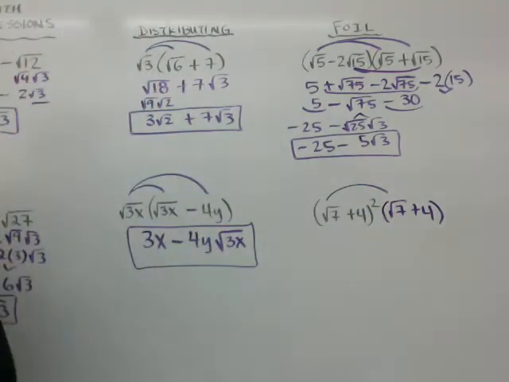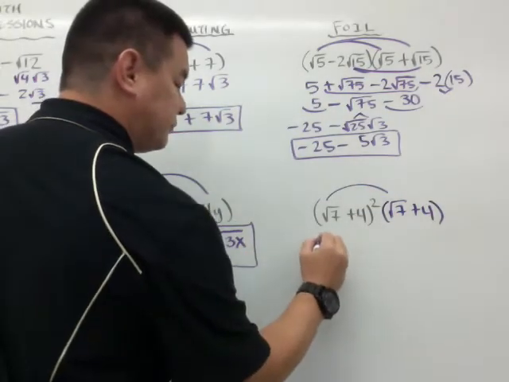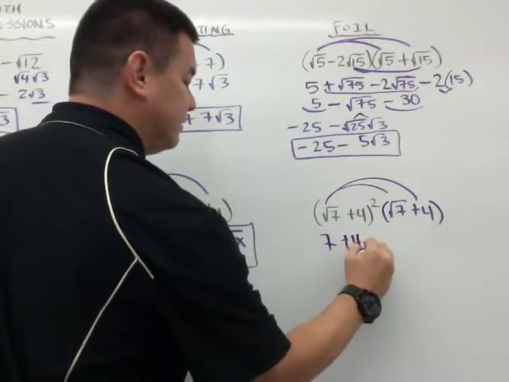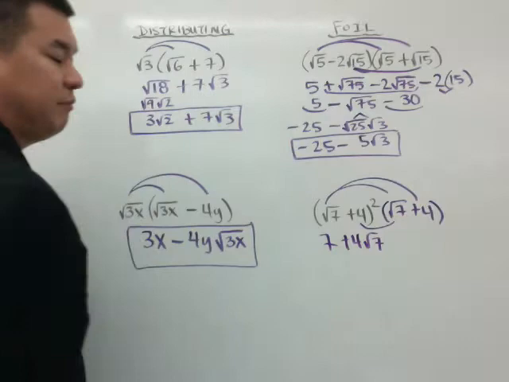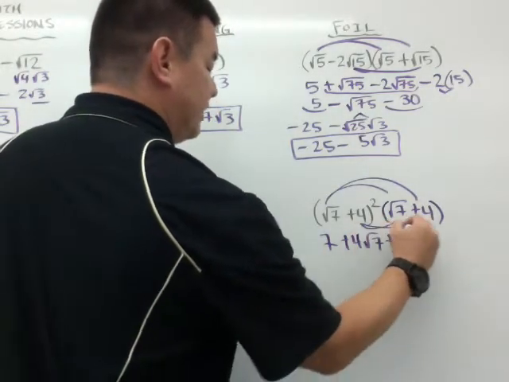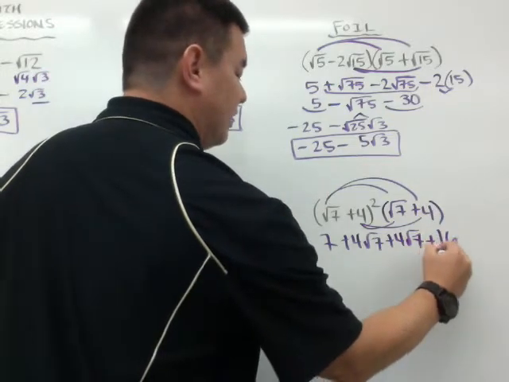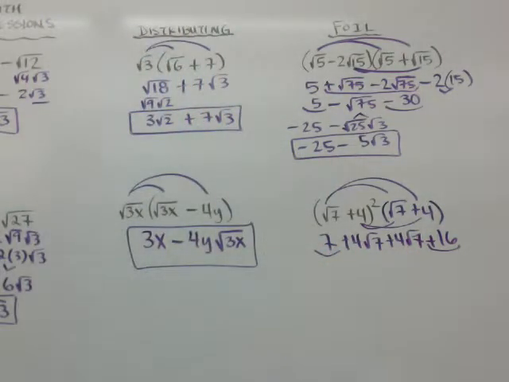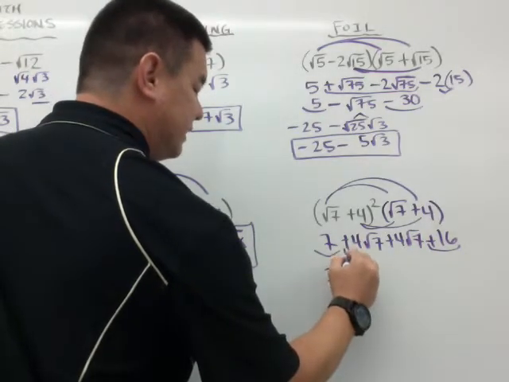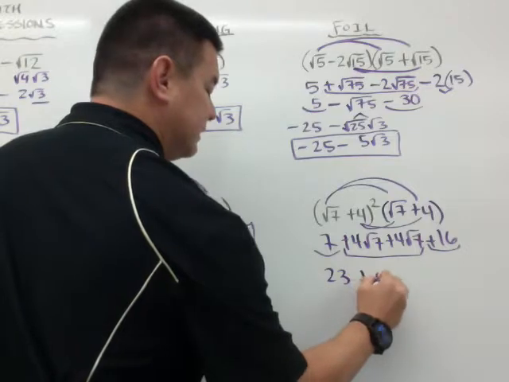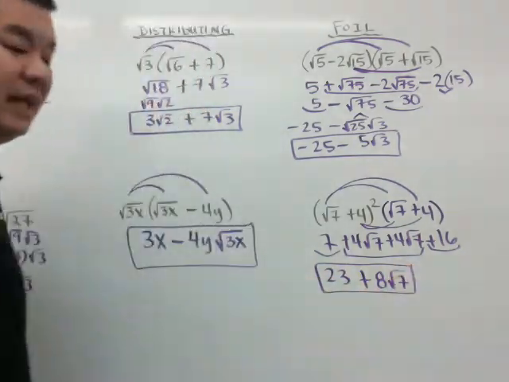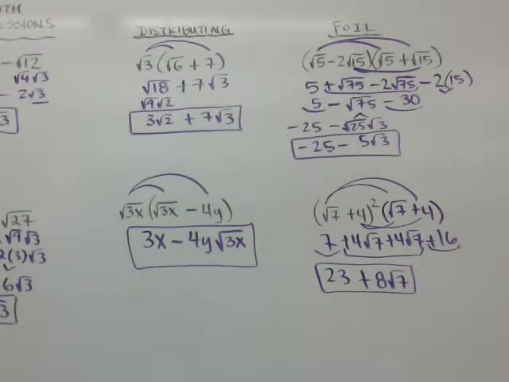So radical 7 times radical 7 is 7. And then plus 4 times radical 7 is 4 radical 7. Same thing here, plus 4 radical 7 again. And then this one becomes plus 16. So I can combine 7 and 16 to get 23. And I can combine these two together to get plus 8 radical 7. And there's your answer. You cannot combine it anymore.